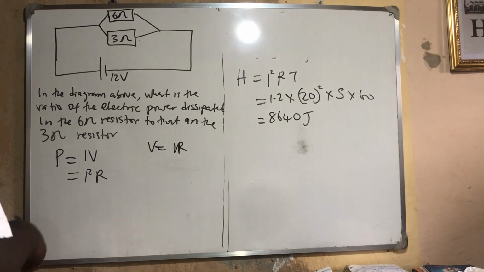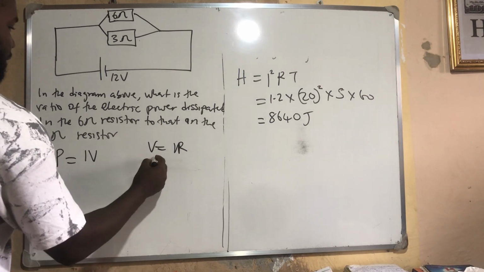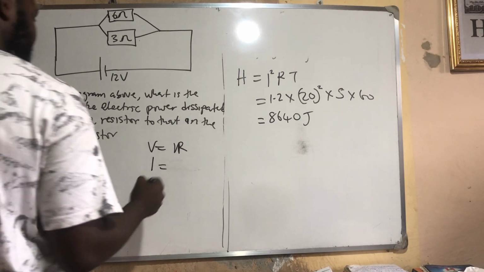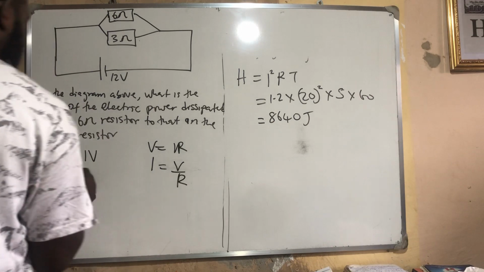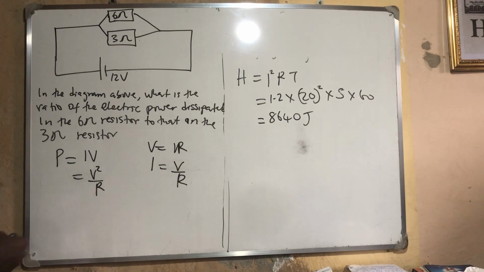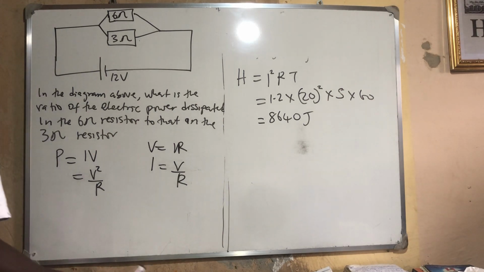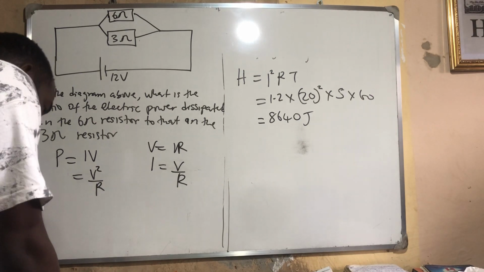But I don't have current. Since I don't have current, let me make I subject. If I make I subject, I'll have V over R. So I have V squared over R, which is the formula for power.